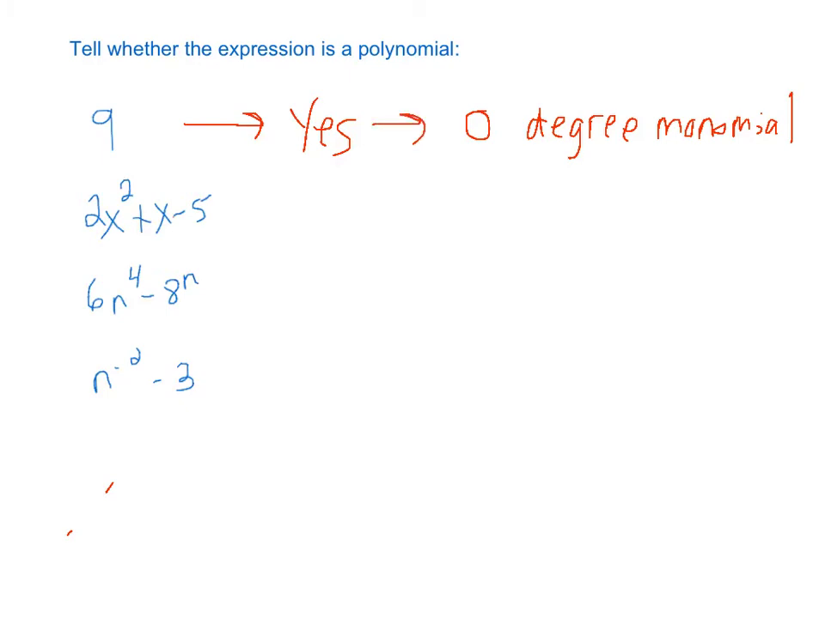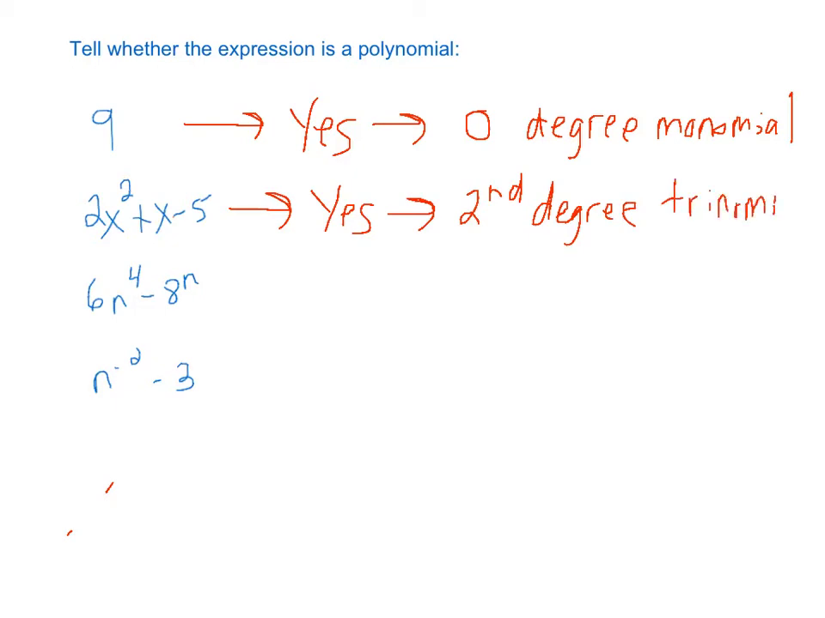Looking at this next one, 2x squared plus x minus 5, yes, that is a polynomial, and we say this is a second-degree trinomial. So second degree, looking at the exponent, and trinomial because there are 1, 2, 3 terms.